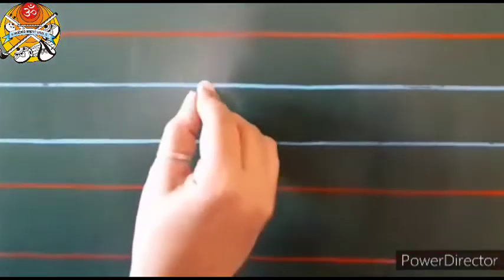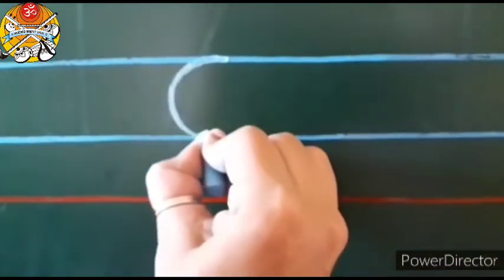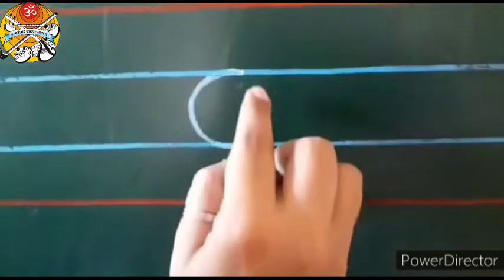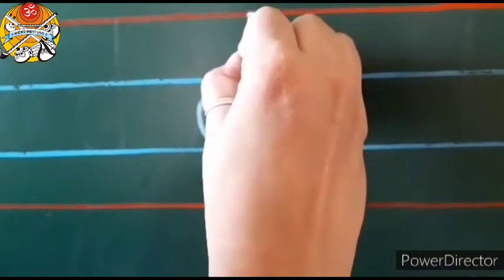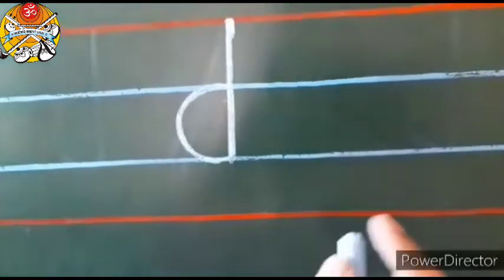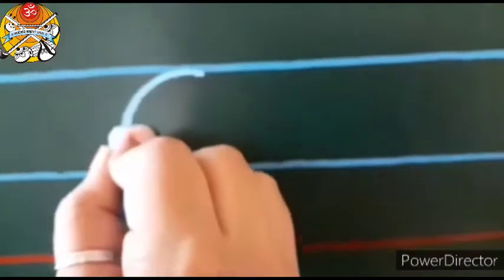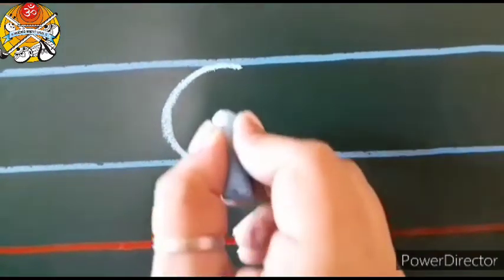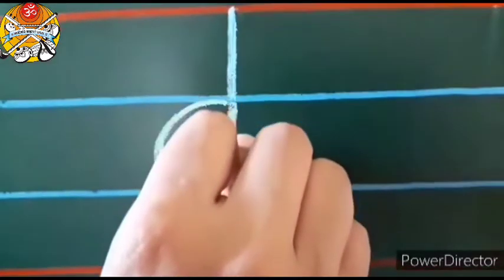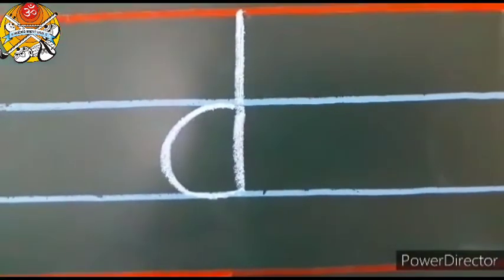Let's write one more time. We will make a C curve from the first blue line to the second blue line, and we'll join this C curve with a standing line, that is from the first red line to the second blue line. Let's write one more time. C curve between two blue lines. Let's join it with a standing line, that will be from the red line to the second blue line. This is script letter D, children.